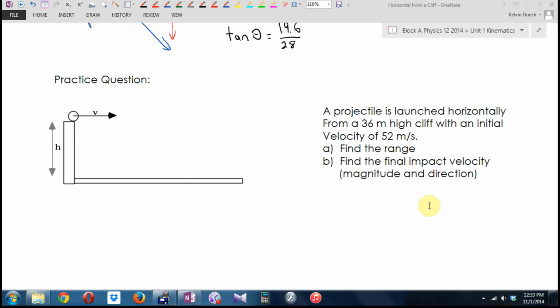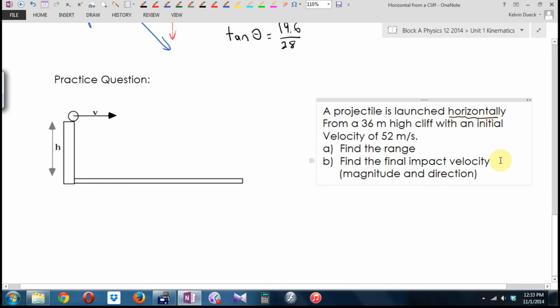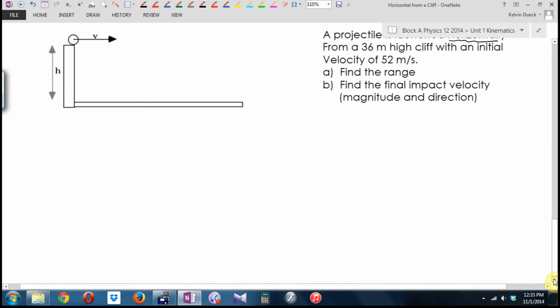So hopefully you've tried it. Now I'll walk through it quickly here. All right, I would probably underline the word horizontal. That's going to be important. That's going to help a lot. And let's go with my traditional T-table approach. So I have horizontal, I have vertical.